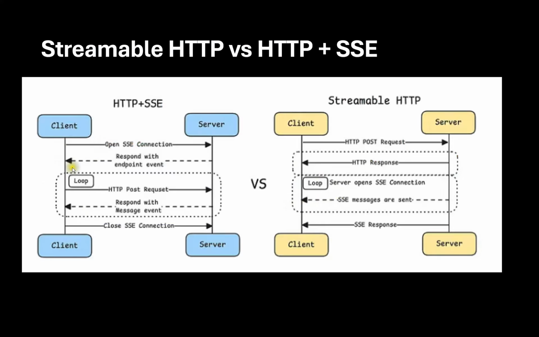Here I just make a kind of comparison between both protocols, the old HTTP plus server-sent events and Streamable HTTP. As you can see here, we have two connections, this loop connection, which is essentially these two channels that need to be created constantly, one for sending requests from the client to the server, and the other one, this usually is a POST.